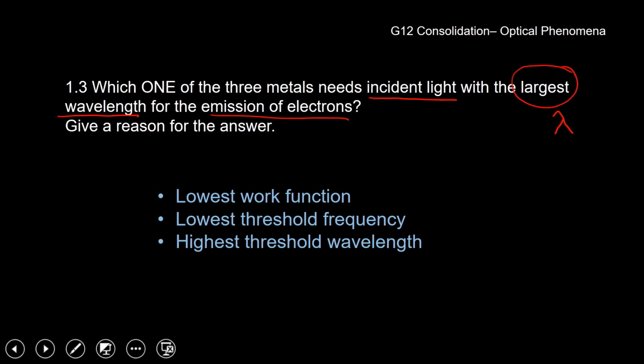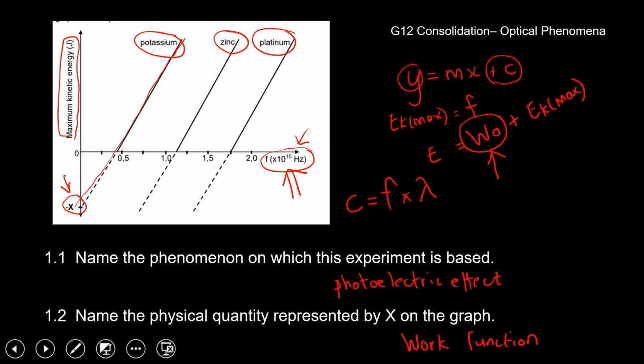So the question here is the largest wavelength. What is the largest wavelength? That means that it has to be the smallest frequency. So which one of the three metals needs the smallest frequency to emit electrons? Let's look at our graph, and we can see along here, our x-axis is frequency. The smallest frequency is going to be this one here. So it is potassium. Our answer is potassium.